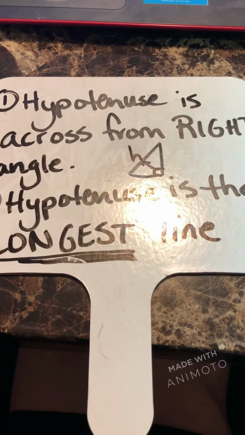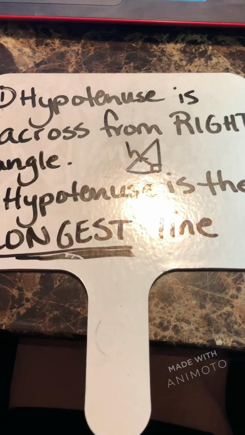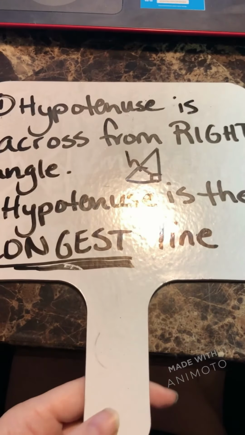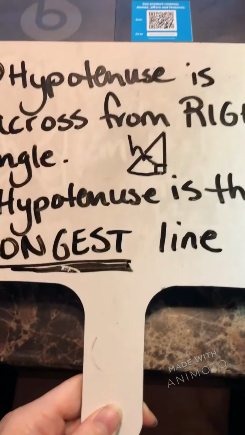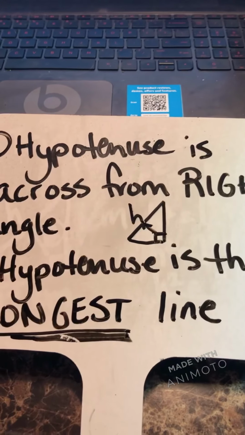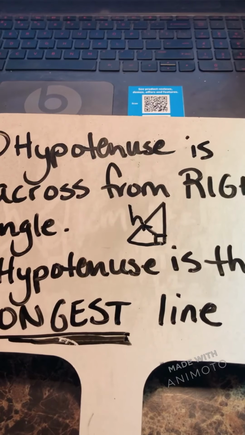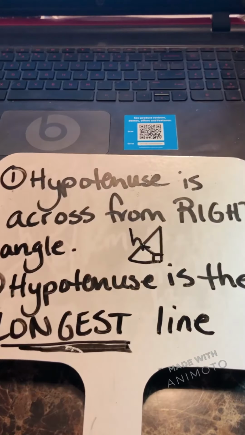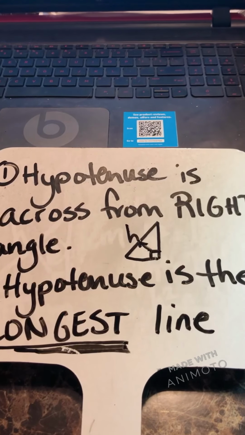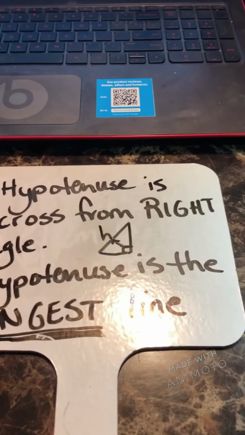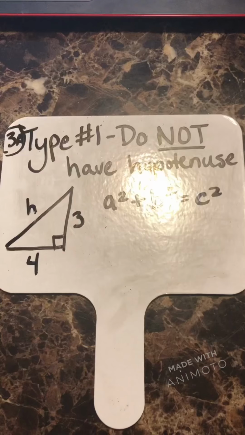I just wanted to go over the 5 main things that we learned last week. The first one was that the hypotenuse is across from the right angle. So you see the right angle in the corner of that right triangle, you go across from it, that is the hypotenuse. The hypotenuse is also the longest line. Those are the first 2 things you need to know.